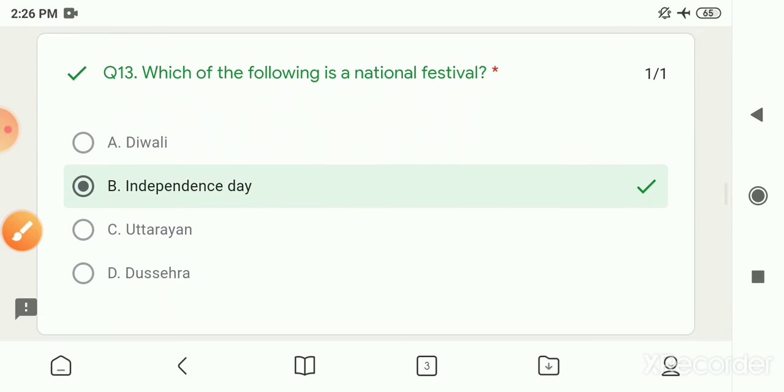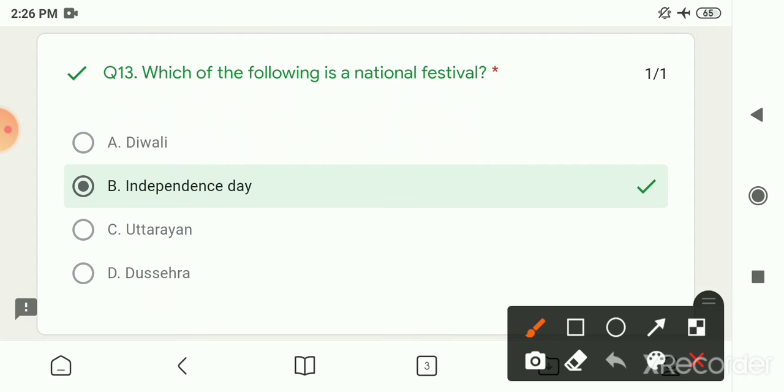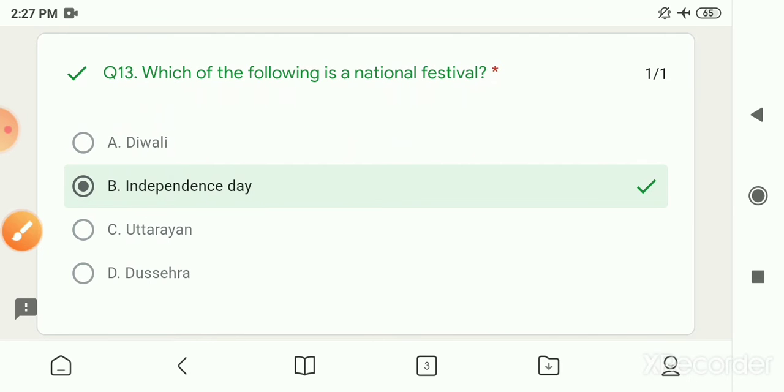13th number. Which of the following is a national festival? The options are Diwali, Independence Day, Uttarayan and Dussehra. So here your answer is option B, that is Independence Day. This one is the national festival. The rest of the festivals, that is Diwali, Uttarayan and Dussehra, are religious festivals. So here your answer is option B.